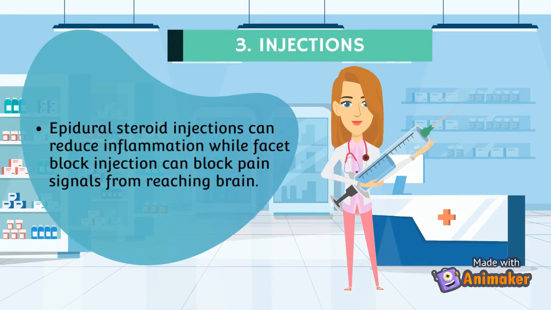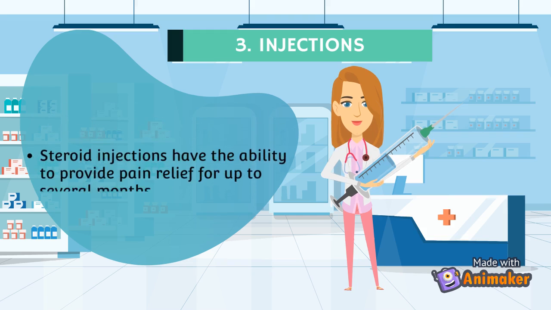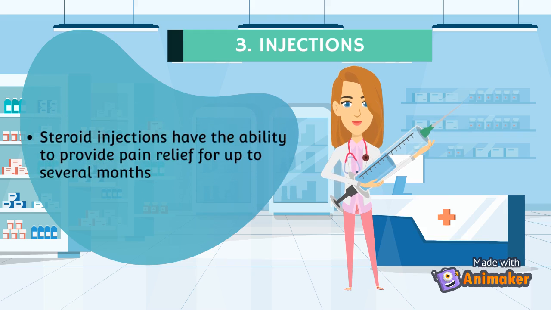Number 3. Injections. Epidural steroid injections can reduce inflammation, while facet block injections can block pain signals from reaching the brain. Steroid injections have the ability to provide pain relief for up to several months.